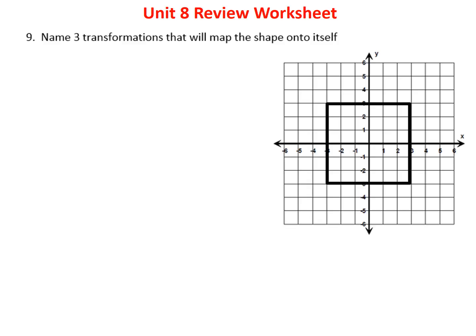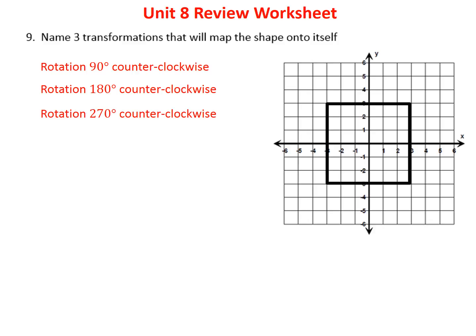First thing I notice is that I can simply do a rotation. If I rotate this square 90 degrees, I still have a square. In fact, I can do it again. I can rotate it 180 degrees and get a square, or 270 degrees, three-quarters, and get a square, or I could go all the way around 360 and come back to where I was. So you can do a rotation.